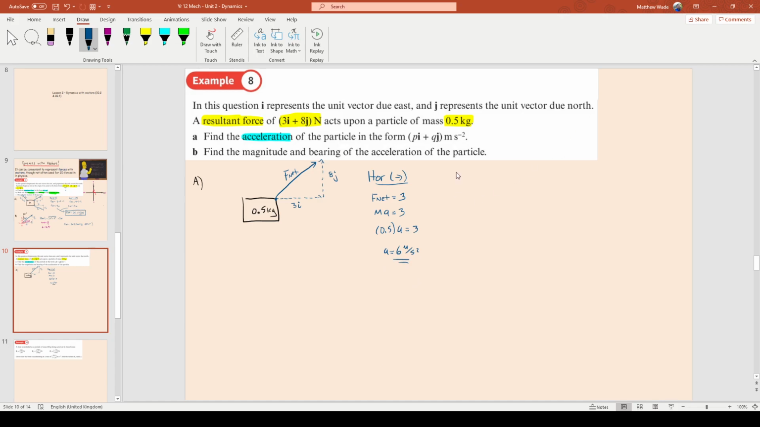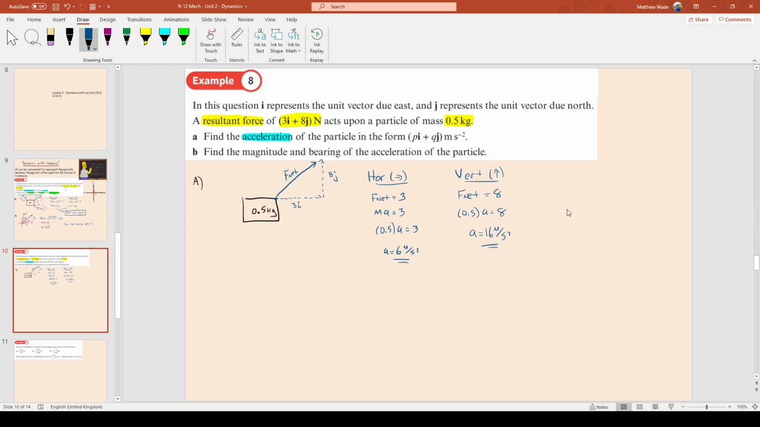What do you do next? Same old deal on vertical. Now the acceleration is going to be up, and everything's going to be up because the force is an overall force you're given, and it's just upward. So F net is just equal to 8. Do we know its mass? Well, yeah. It's 0.5 times A equals 8. So A is 16 meters per second squared upward.